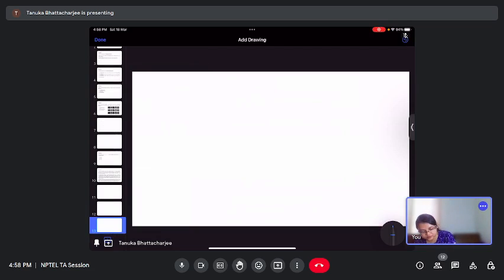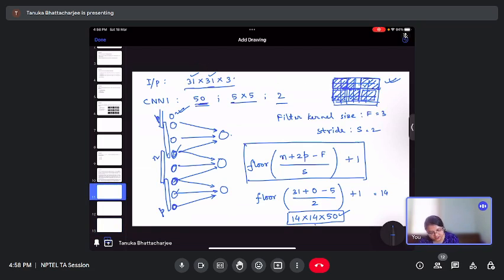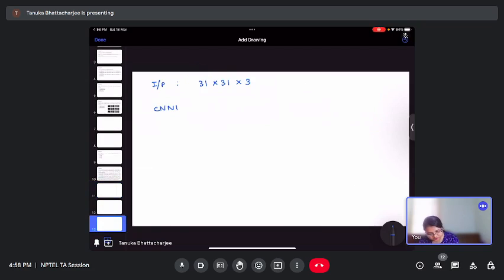So at the input you had 31 cross 31 cross 3, then you had a CNN. Now in the first CNN you had 50 filters, each 5 cross 5. So 5 cross 5 filters, 50. Now this 5 cross 5 filter, what will be the number of weights? Let's say weights and biases both if we compute.